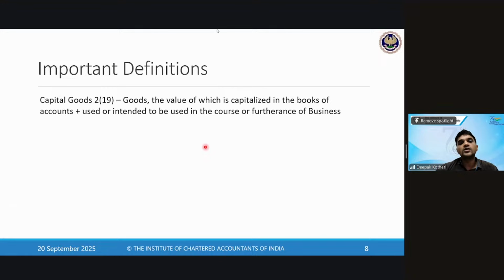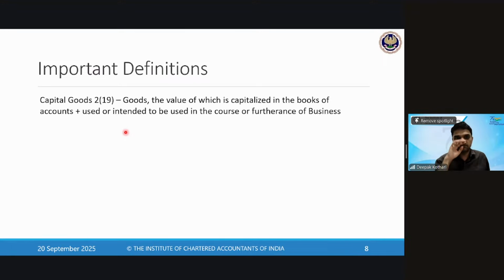Now, the important definitions which we will have to understand before getting into the thing is capital goods. What are capital goods? Capital goods is defined under section 2, subsection 19 of the GST Act as goods. You don't have to remember these sections. Which sections you have to remember, I will tell you. Capital goods means goods, the value of which is capitalized in the books of accounts and which is used or intended to be used in the course or furtherance of business.